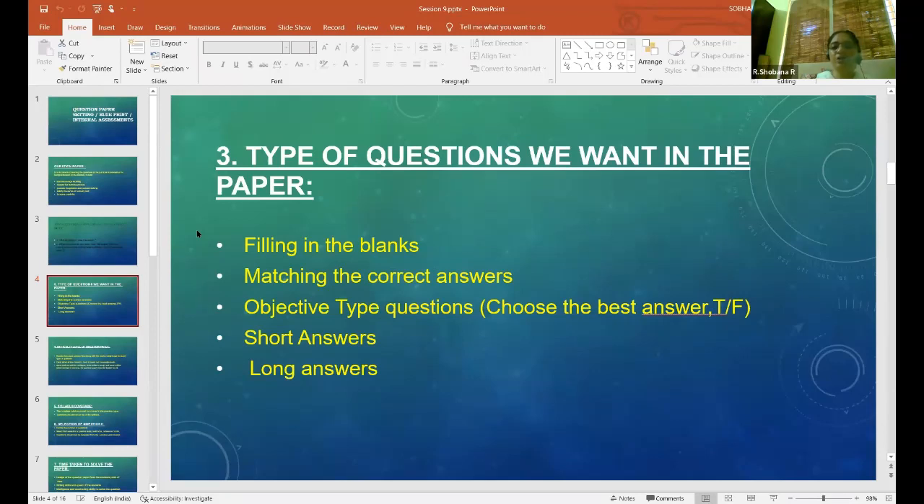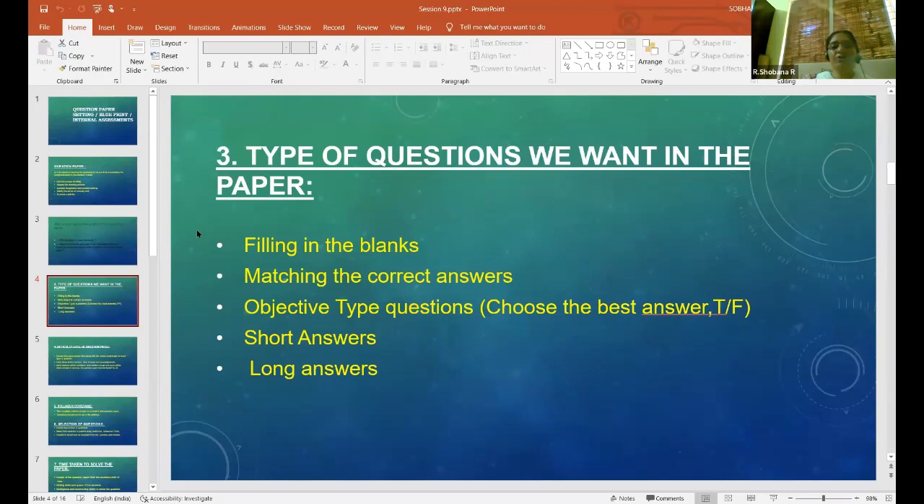So while setting the choose the best answer, we should be very careful, and all the correct answers need not be arranged in the same option. Sometimes we see 5 questions, all A, all A are correct. Then when the child is ticking all A, suddenly she gets confused as to how all A's are correct. So you have to arrange the correct answers in such a way that the options are distributed among different alphabets across the objective type questions.